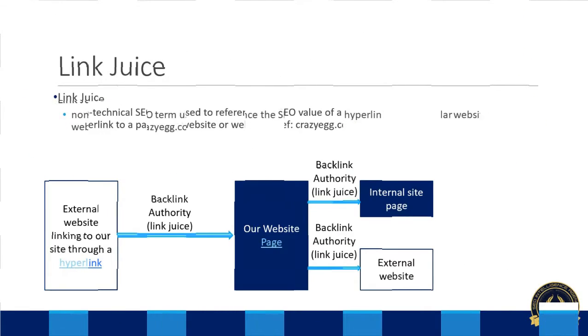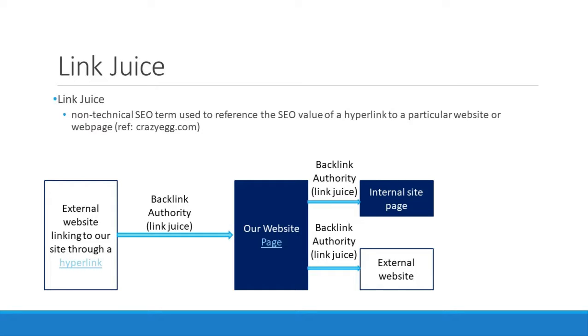Now, link juice is a non-technical SEO term used to reference the SEO value of a hyperlink to a particular website or page. Below you see a chart that's trying to show you the link juice. Think of the first portion here as an external website linking to our site through a hyperlink. This has authority. When it puts a link here, and let's say it's a follow, so it's passing juice, it goes to the page on our website, pushing that authority. It increases our domain authority overall for the site, and it increases the page authority for this particular page.